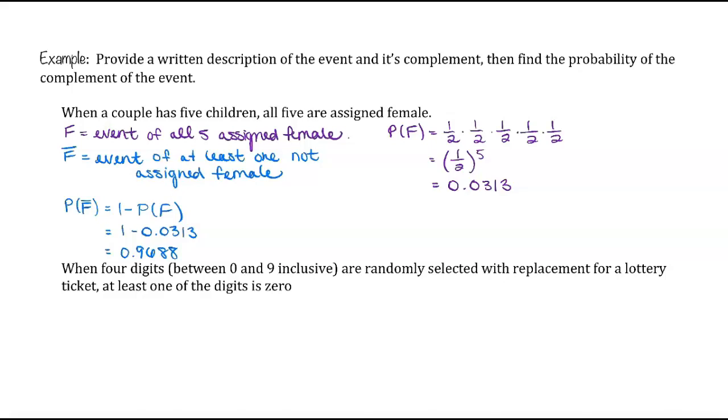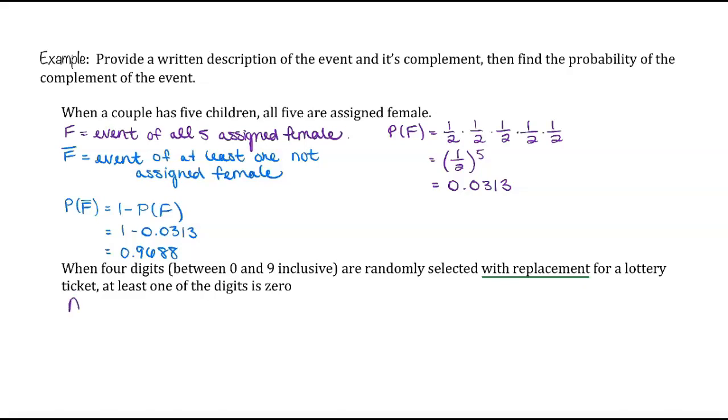Now let's look at this next event. This is the event that when 4 digits between 0 and 9 inclusive are randomly selected with replacement for a lottery ticket, at least one of the digits is 0. Notice we have the phrase here, with replacement. This is the idea that after a number is selected, it can be selected again. We don't have to have unique values for each of the 4 digits.